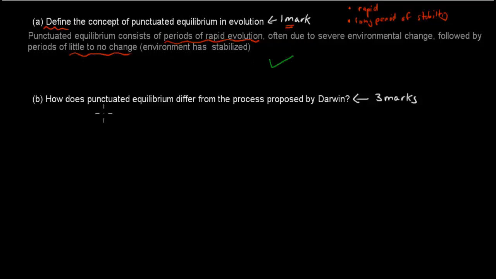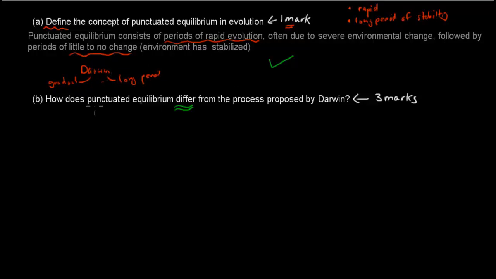And B: how does punctuated equilibrium differ from the process proposed by Darwin? And that's worth 3 marks. So in this case it says, how does it differ? So how is it different? You can talk about natural selection and what they have in common, but the main part is that this question asks how it is different, not how it is alike. Now you would obviously talk about Darwin's being gradual and over long periods of time.